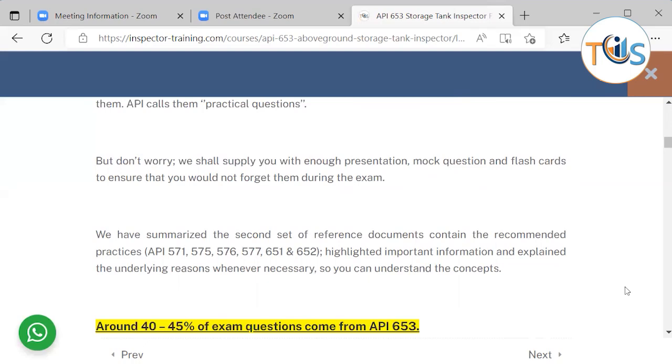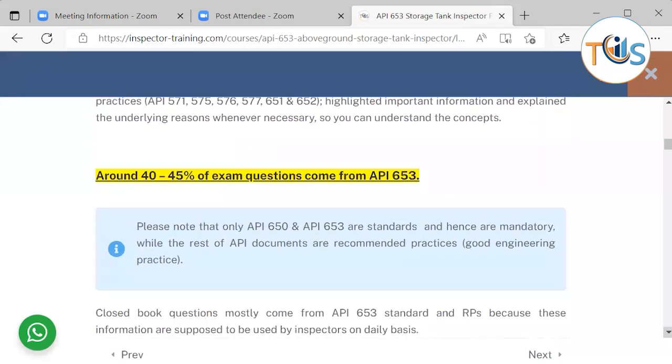We have summarized the second set of reference documents that contain the recommended practices, highlighted important information, and explained the underlying reason whenever necessary, so you understand the concepts. Around 40 to 45% of questions come from API 653 in conjunction with API 575, which is the inspection practice of the storage tank.